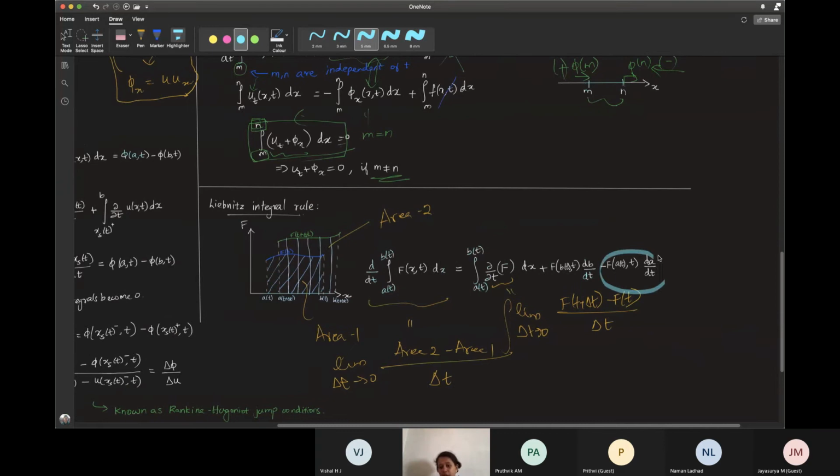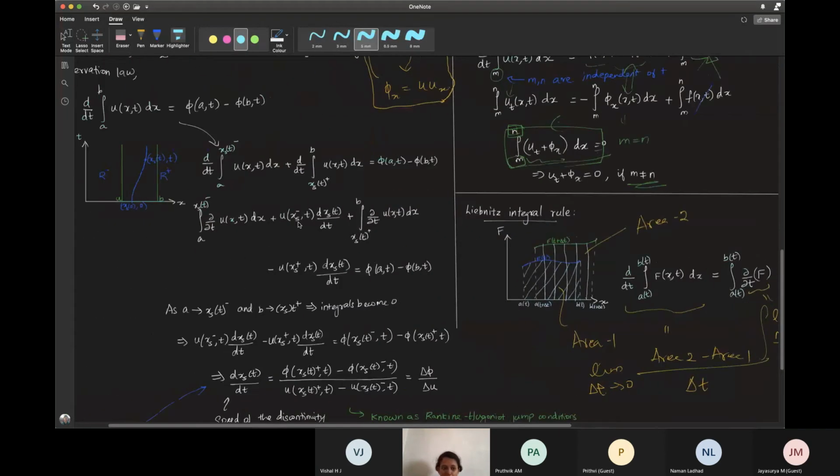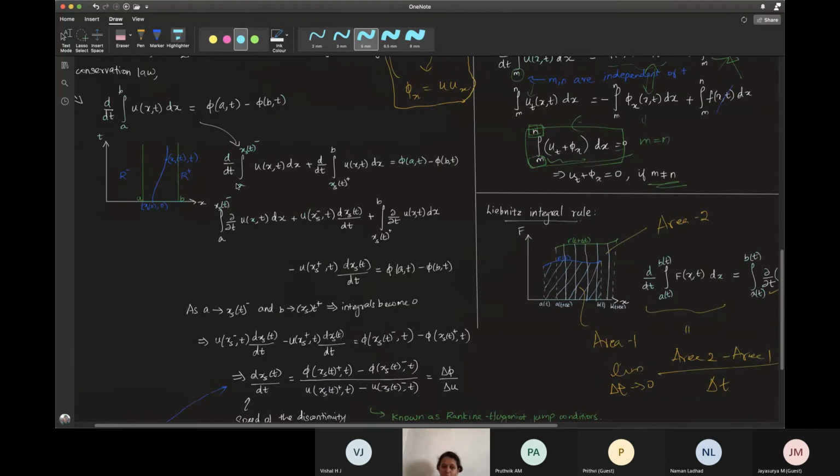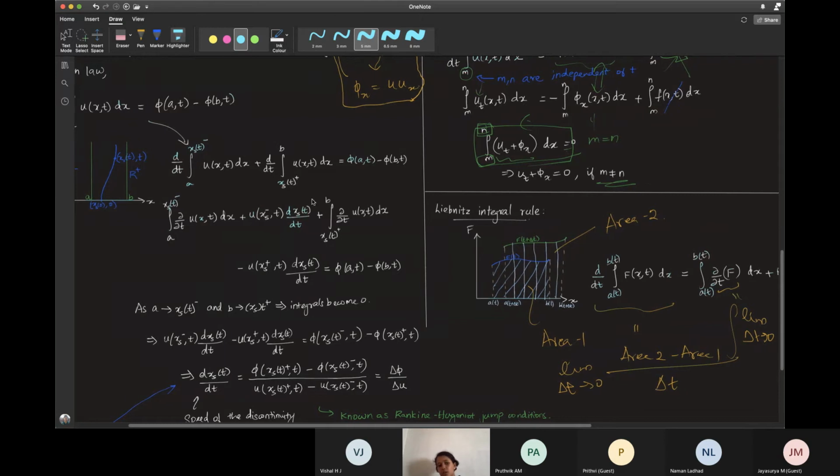The second quantity is actually 0, because here we have dA by dt. Here a is not a function of t. A is actually a constant. These 2 points, this is a fixed control volume. It's just your curve that is a function of t. So here dx_s by dt is not 0, but dA by dt is 0.